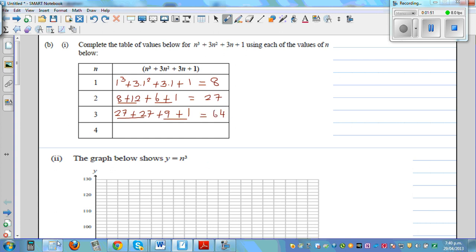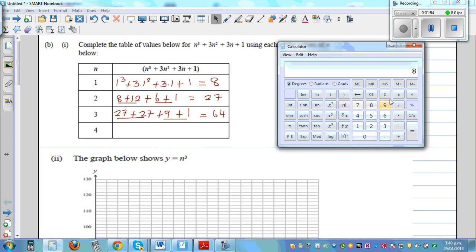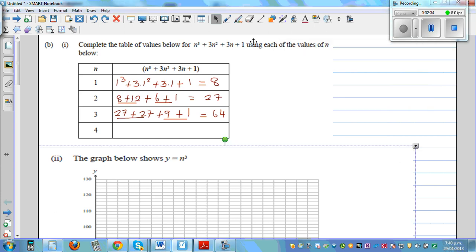Now if you want to do this on a calculator, you can directly go like this. Cancel this, and then you can go 3 cubed, this is a cube key, which is 27, plus 3 times 3 squared, plus 3 times 3. I should cancel this. Okay, so let me do it again. 3 cubed plus 3 times 3 squared plus 3 times 3 plus 1 is 64. Okay, and finally 4 cubed.